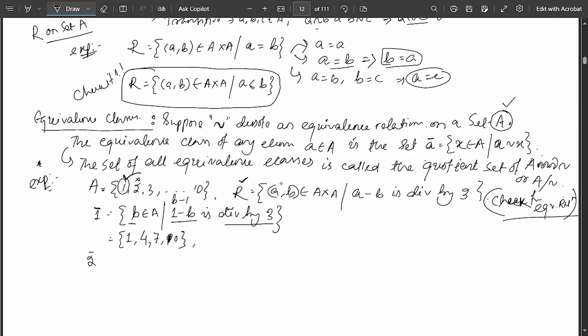Similarly, equivalence class of 2, how can I write it? It is also the set of all b belongs to A such that 2 minus b, or b minus 2, is divisible by 3. So the elements are 2, since 2 minus 2 is 0 and 0 is divisible by 3. Similarly, 5 minus 2 is 3, which is divisible by 3, and 7. Other elements will not be in the set of equivalence class of 2.